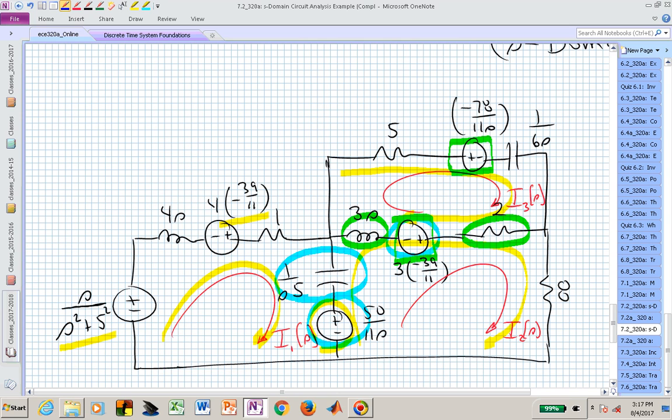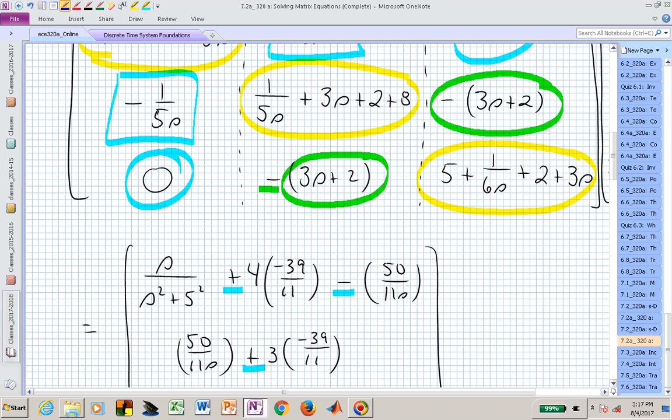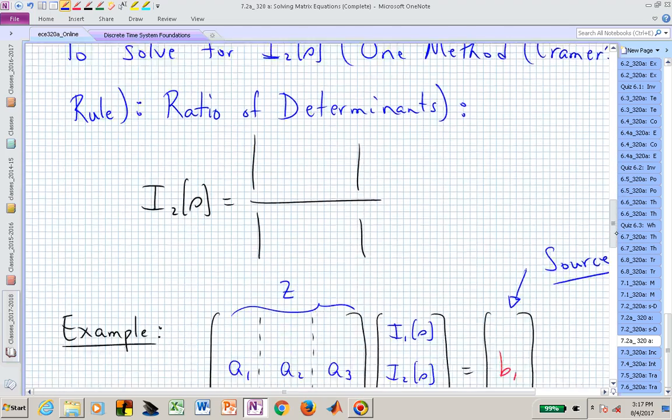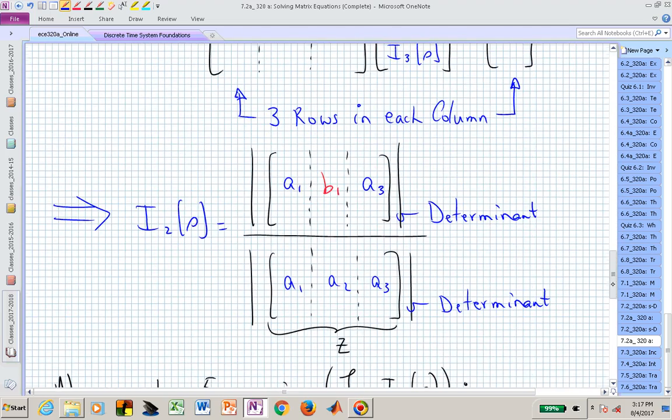analyze that S-domain equivalent circuit, and then at the very last step, if we want to, we could solve for I sub 2 and inverse Laplace transform I sub 2 of S to find little i sub 2 of t, which would be the mesh current in that second mesh that we defined in this particular problem. That's the strategy of using S-domain circuit analysis.